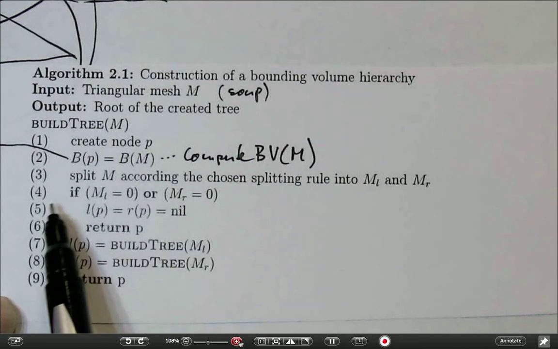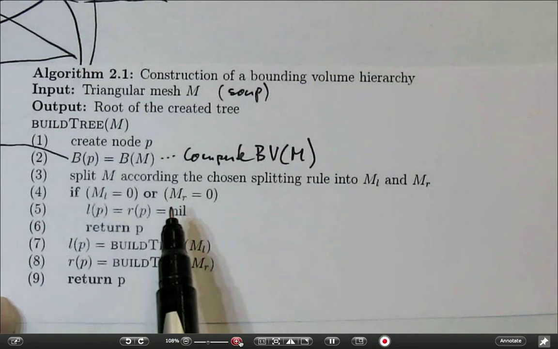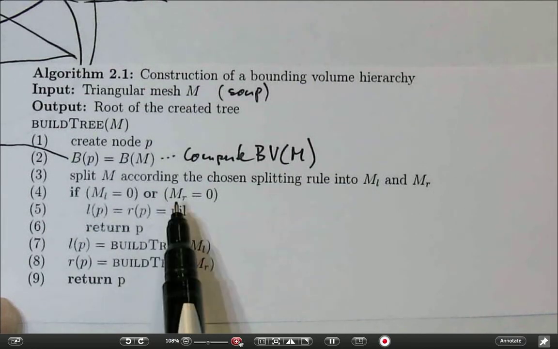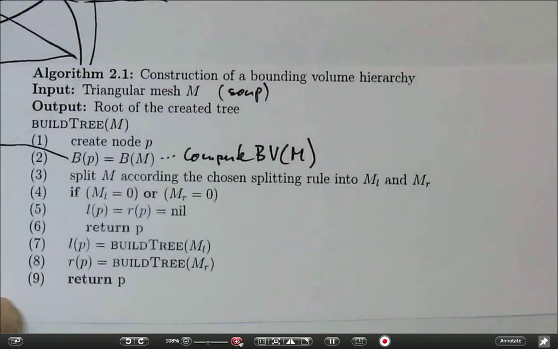Now, the next step, number 4, is to check if we are not already done. Because if I'm already at individual triangles or small enough pieces of the polygon soup, which I don't want or can't further subdivide, then I just say, okay, I don't have any children anymore. That's going to be a leaf node, and I return.